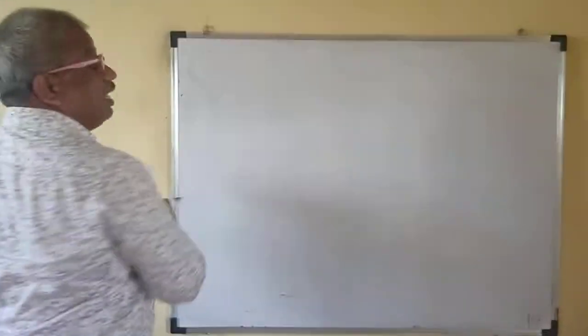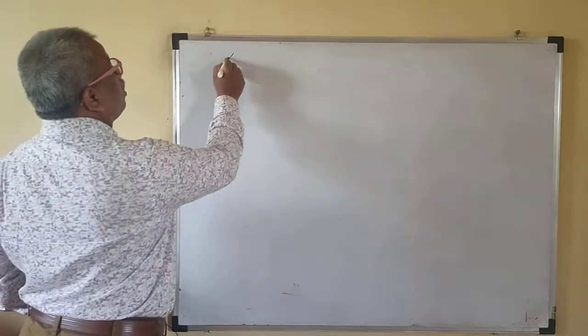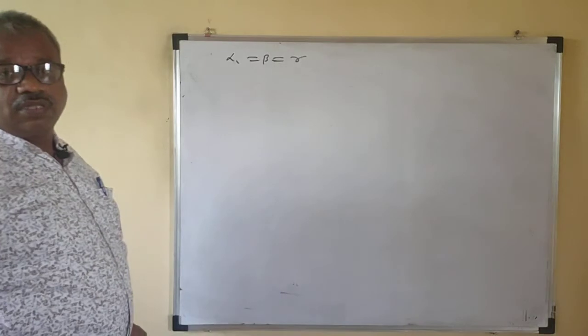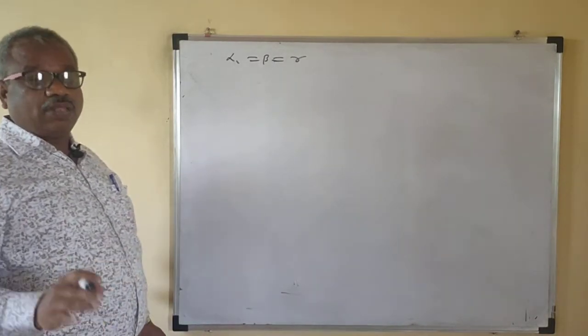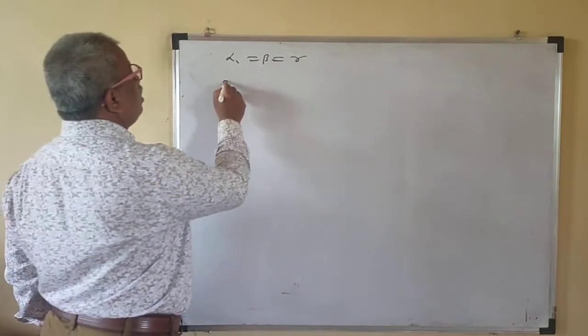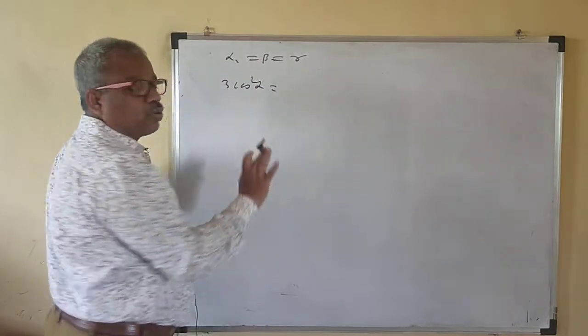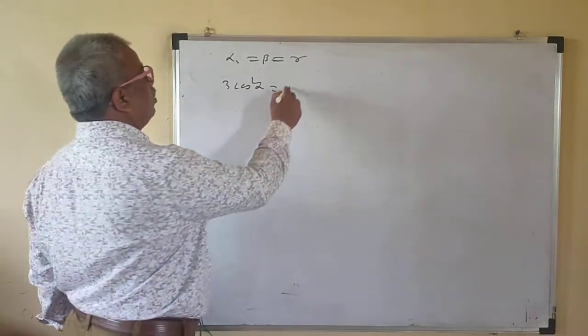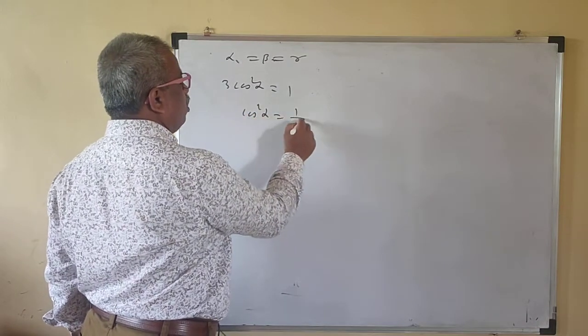Suppose they are equally inclined. Equally inclined means your alpha is the same as beta, the same as gamma. So they are equal. What are the DCs then? Cos square alpha plus cos square beta plus cos square gamma is 3 cos square alpha, which is 1. So cos square alpha is 1 by 3.